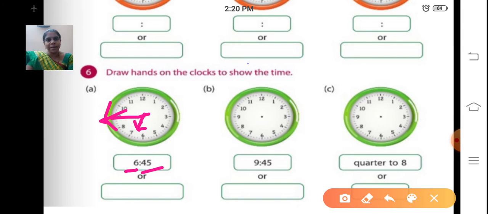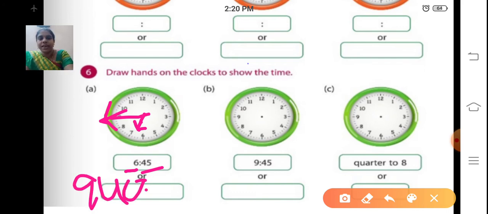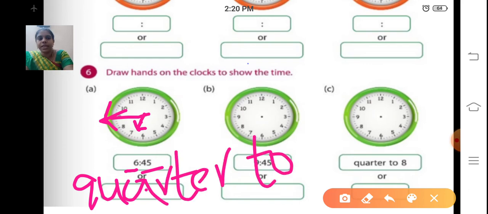How to write another way? Yes, quarter to 7. It's going to be 7, isn't it? For e-sum, this is quarter to 7. It didn't reach 7, but it is going to reach 7. Only 15 minutes is there to reach 7. Clear, children? You know how to draw the hour hand and the minute hand, isn't it? So the first one represents the smaller hand, hour hand, and this 45 represents the minutes.